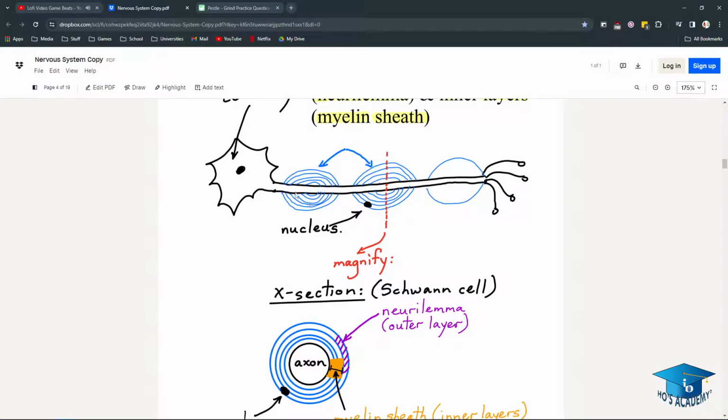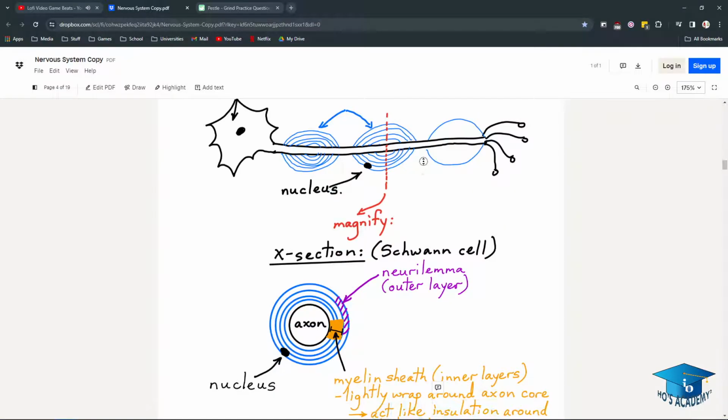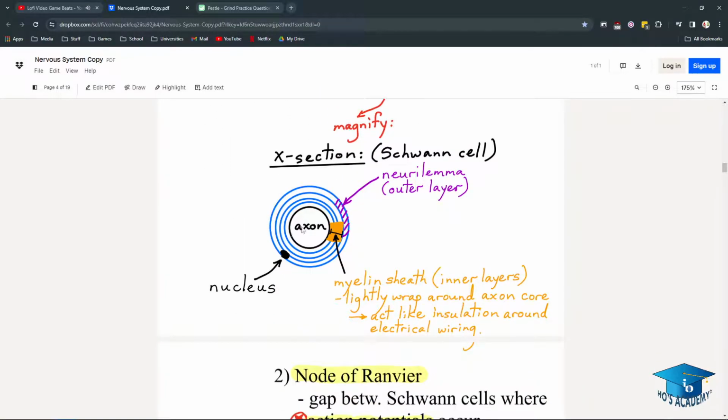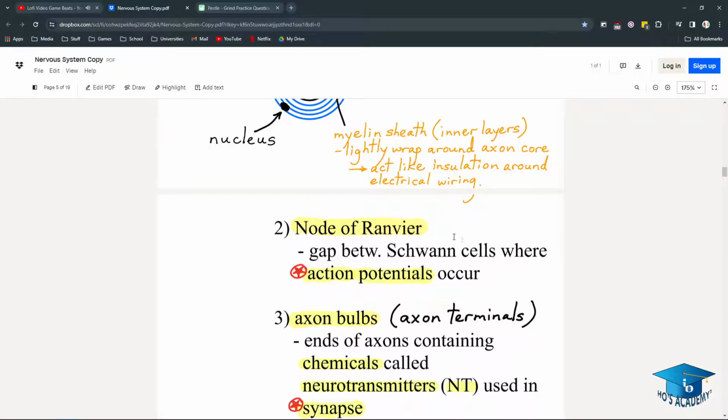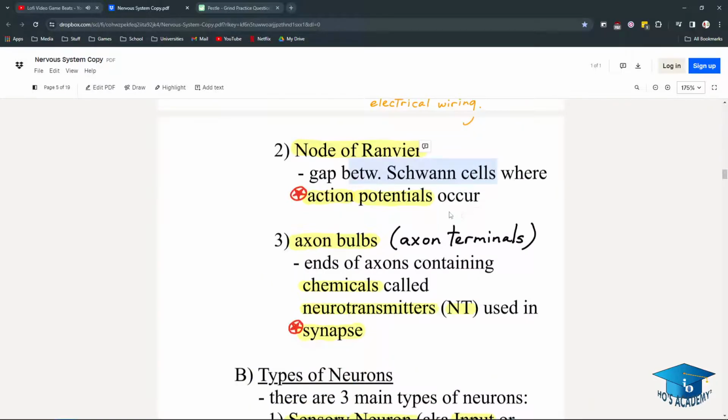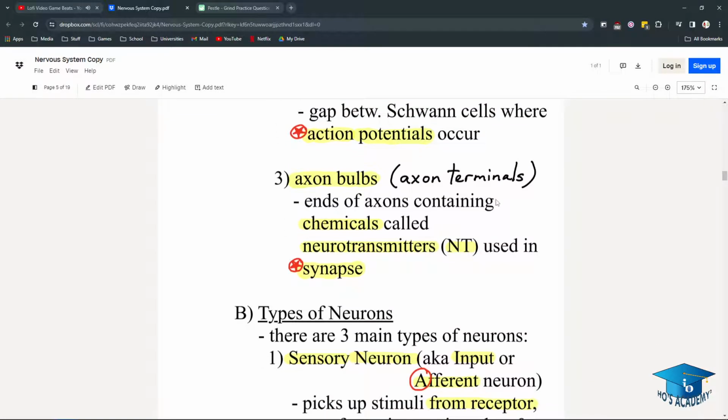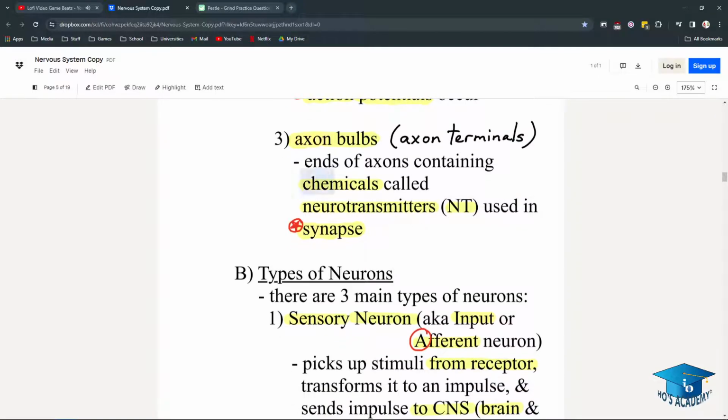And this is really important because it speeds up your reaction speeds and the speed at which the signals can travel. I'm guessing it has to do with the insulation part here. The nodes of Ranvier are gaps between these Schwann cells where action potentials occur. And these are important because this is how your electricity is conducted to cause brain things to happen. The axon bulbs, the ends, contain chemicals known as neurotransmitters, and they're used in synapse.